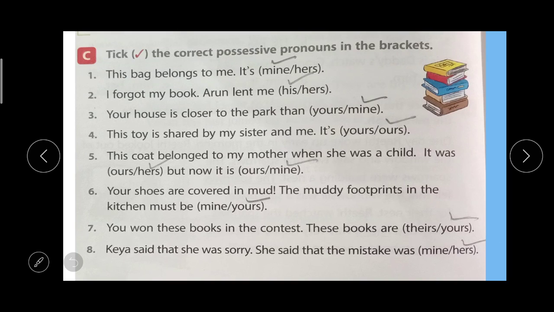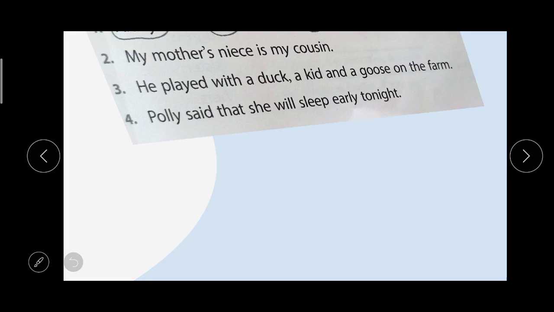6, your shoes are covered in mud, the muddy footprints in the kitchen must be yours. 7, you won these books in the contest, these books are yours. 8, Kea said that she was sorry, she said that the mistake was hers. Okay, now let's go to the next.